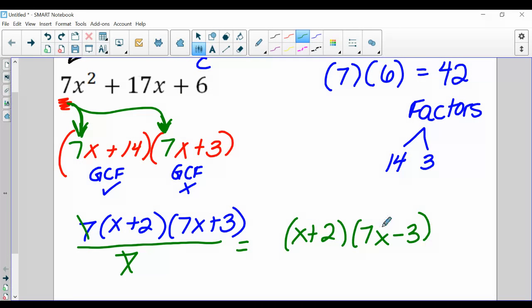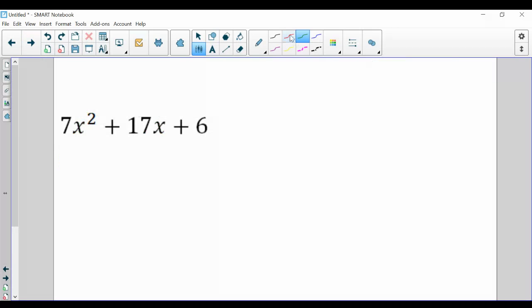If you want to check your work, you can FOIL. Take your first terms, you get 7x squared. Your outer and your inner, I messed up the sign here, will add up to be 17x, and your last terms, 2 times 3 is 6. I'm going to take the same trinomial and show you a different way to use the AC method.